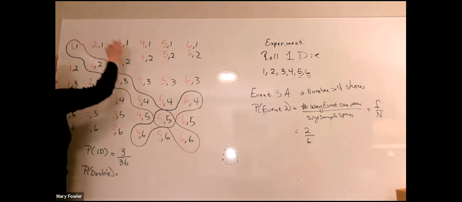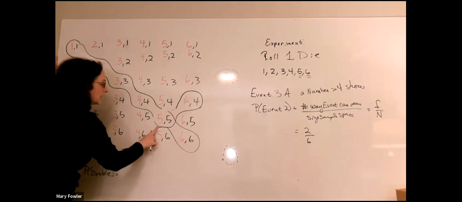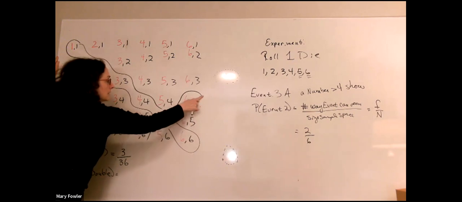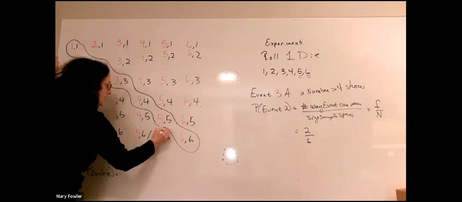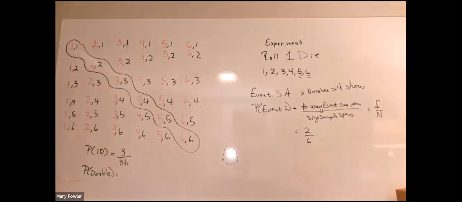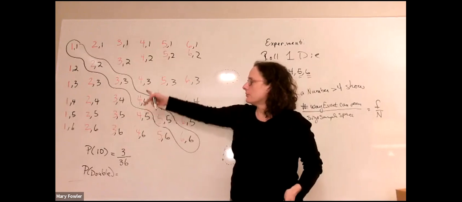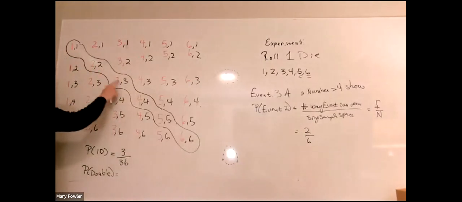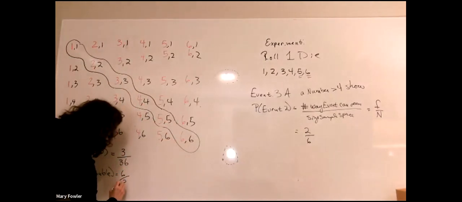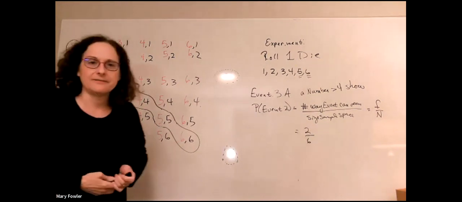Maybe I should have erased the previous event, so let's go ahead and do that. So we have only the double showing here on the board. Okay, so hopefully that clears up the image of the event a double shows. So what is the probability of getting a double? It's going to be the number of ways a double can occur divided by the size of the sample space, which is 36. So 1, 2, 3, 4, 5, 6. 6 over 36.